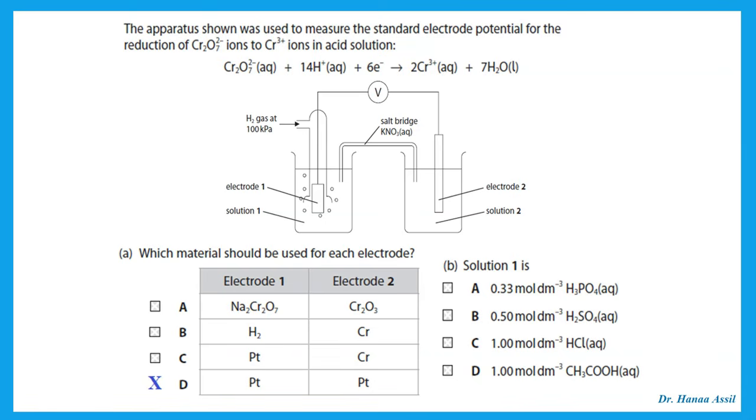Solution 1 is what? We said in the standard hydrogen electrode, solution 1 is what? It is 1 mole per decimeter cubed of a strong acid. So it has to be a strong acid, not ethanoic acid, and it has to be at 1 mole per decimeter cubed concentration.